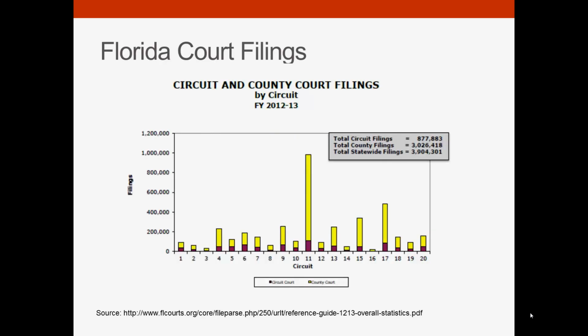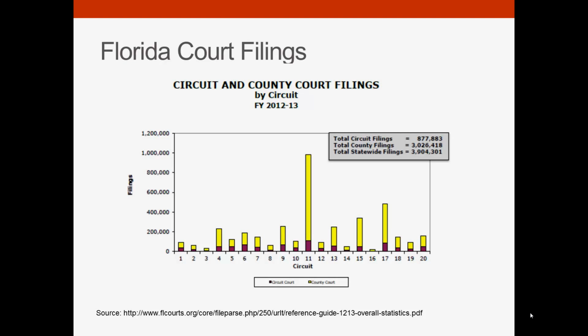Florida Court Filings. Circuit and County Court Filings by Circuit, fiscal year 2012 to 13. This chart shows that the majority of court filings in Florida take place in county courts. Notice that the 11th Circuit, serving Miami-Dade County, the 17th Circuit, serving Broward County, and the 15th Circuit, serving Palm Beach County, have the highest numbers of court filings in the state during this fiscal year.